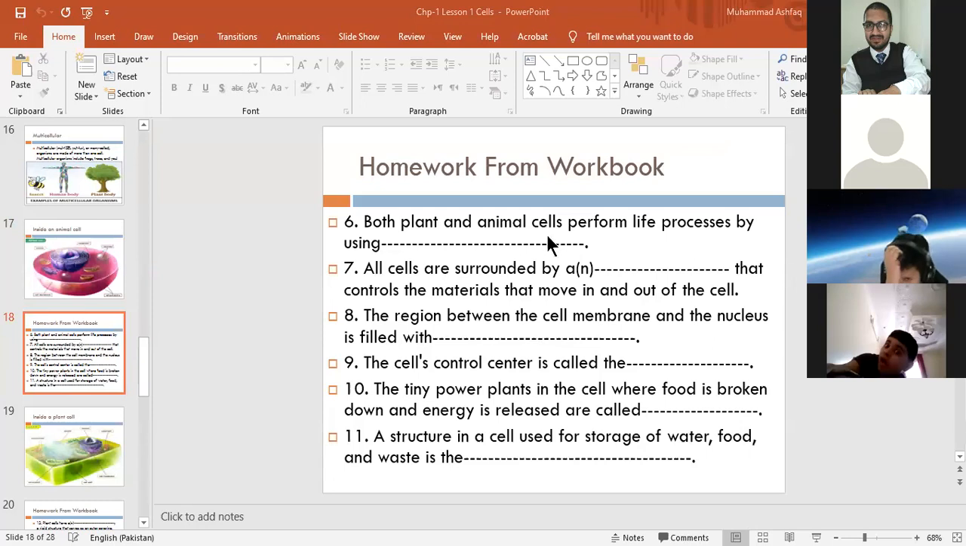Both plant and animal cells perform life processes by using dash. What will come in this dash? That is your homework. Okay. I know you know the answers, but you will do it yourself. All cells are surrounded by a dash that controls the material that moves in and out of the cell. This fill in the blank you also need to fill.